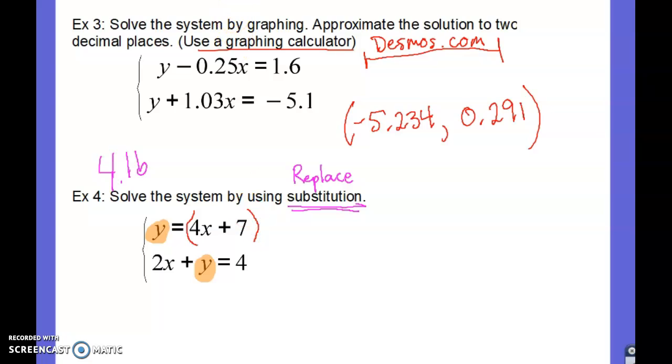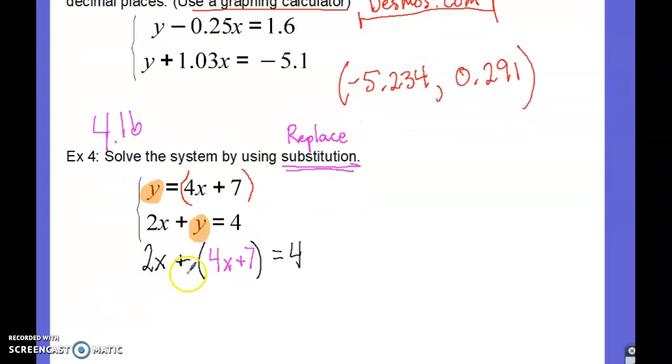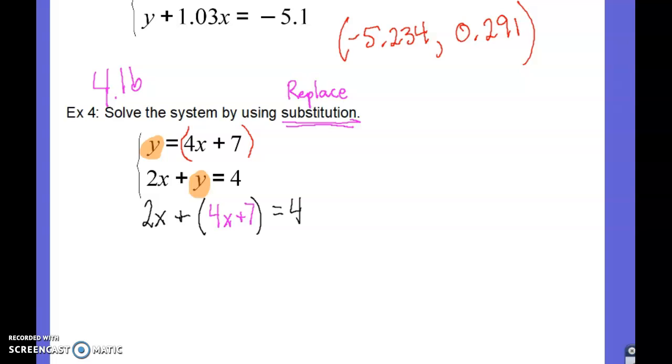So how about I do this? I'll go back and rewrite this as 2x plus, and just take out the y, because that's what has to happen before you get a substitute: your regular teacher needs to go away and then be replaced with what it's equal to, the 4x plus 7. Now, in a lot of substitution problems, you'll probably have to distribute, but there's nothing to distribute here, so we can skip that step.